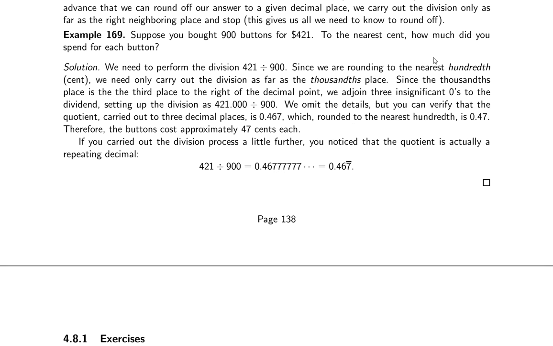We're rounding to the nearest cent. So here's the 1 cent column, right? So these are the dollars. So then tenths of a dollar, hundredths of a dollar. So we're rounding. So this is the rounding place. That's 6. The 7 is between 5 and 9. So then that 6 increases. So to the nearest cent, it's 47 cents per button.